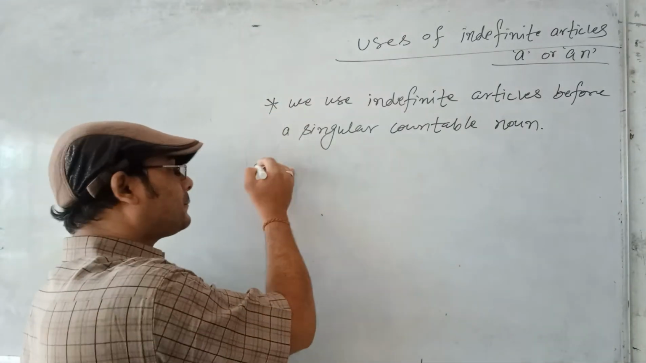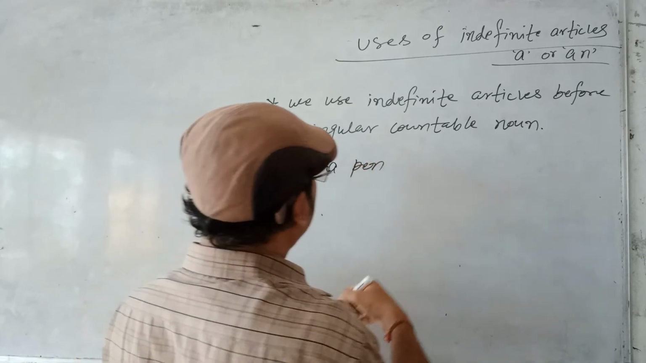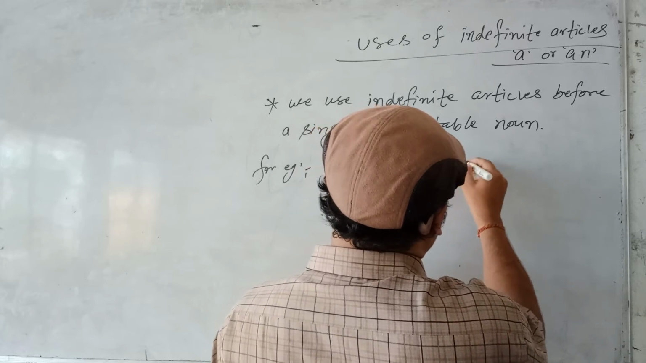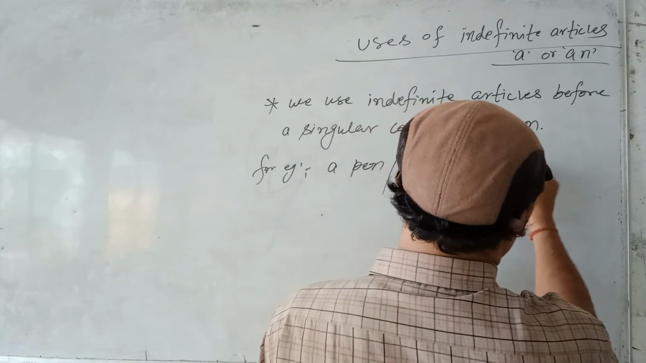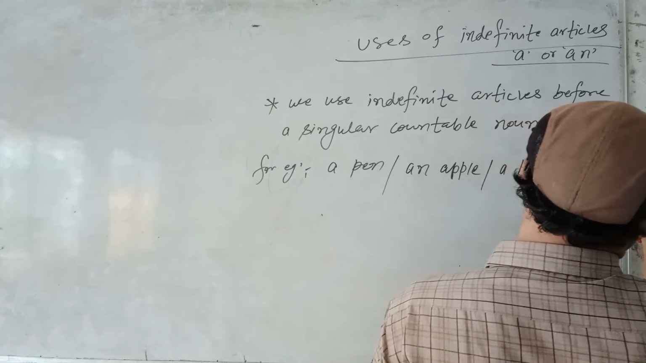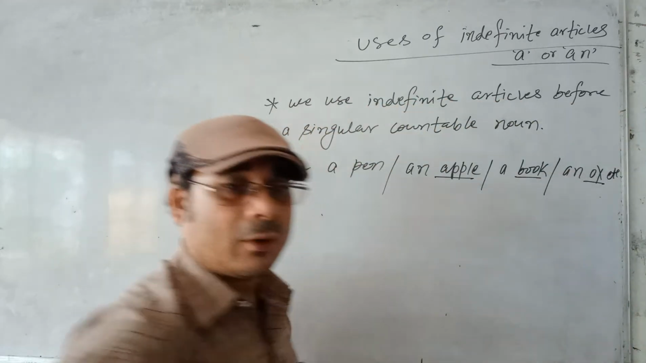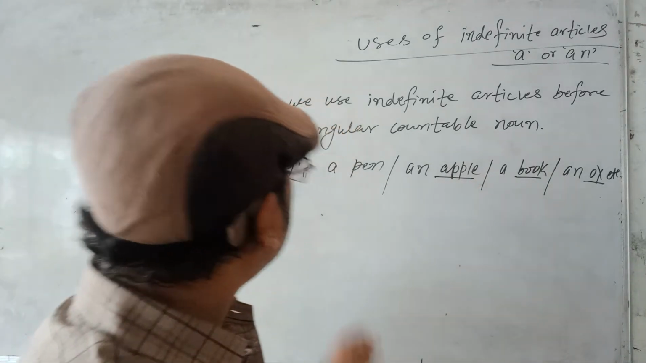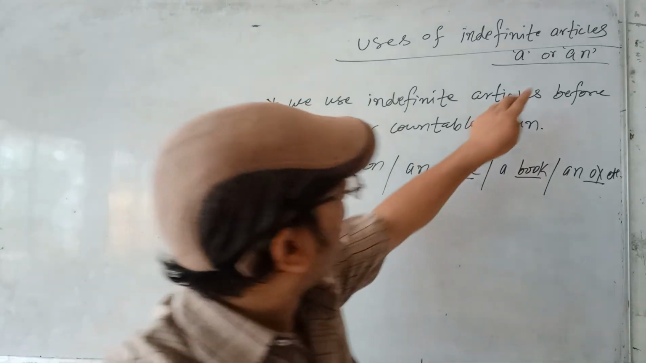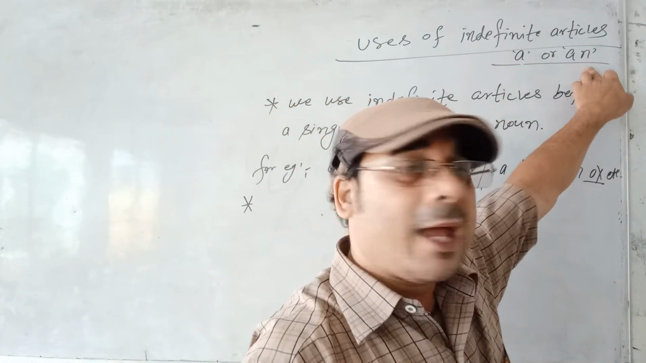For example, you can see here, a pen, an apple, a book, an ox, etc. These all are singular, singular countable nouns. Now, where do we use article a and where do we use article an?